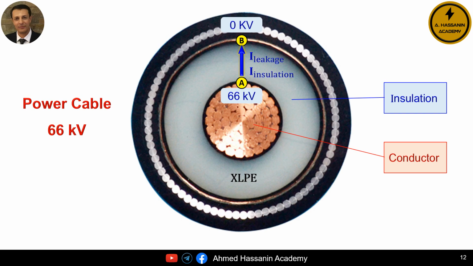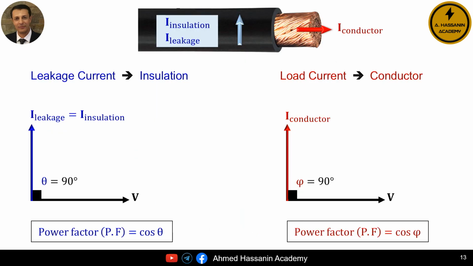Accordingly, we find that the current flowing through the insulation, or the leakage current, will flow in the direction from point A, which has 66 kilovolts, to point B, which has 0 kilovolts. And since the insulation is under voltage and a leakage current flows through it, this means that there is both a voltage and a current associated with the insulation. Therefore, there must of course be an angle between the insulation voltage and the insulation current, and this angle is the theta angle.